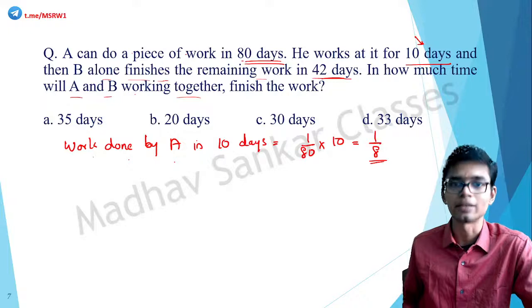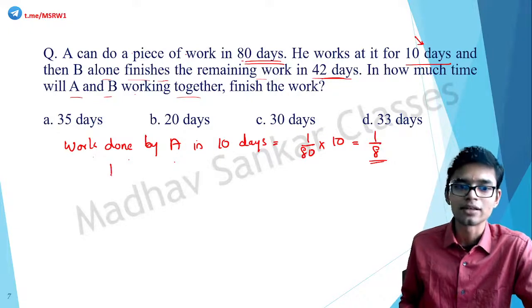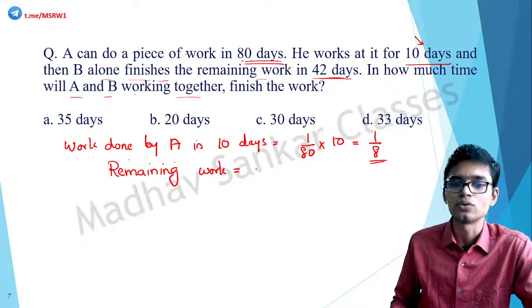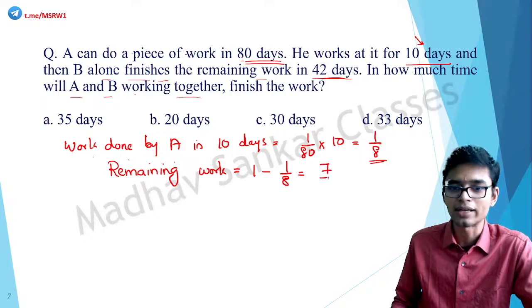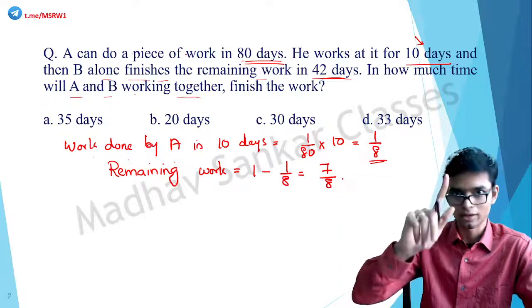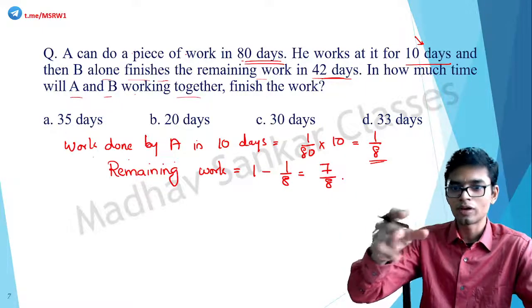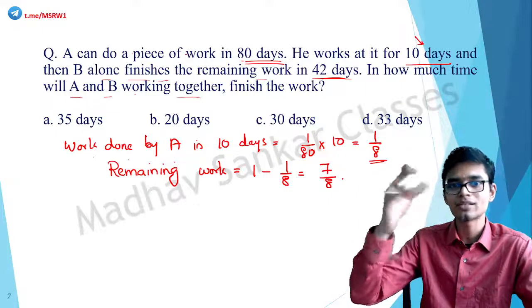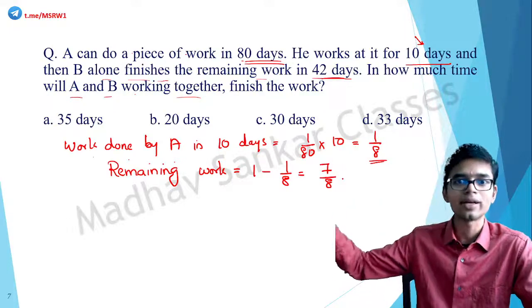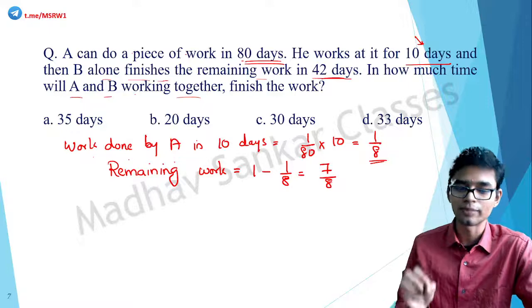So how much work is remaining? Remaining work is equal to 1 minus 1 by 8, which is 7 by 8. Correct? Full work is 8 by 8 or 1. So 1 by 8 of the work has been completed, and what is remaining is 1 minus 1 by 8, that is 7 by 8. So 7 by 8 work is remaining.